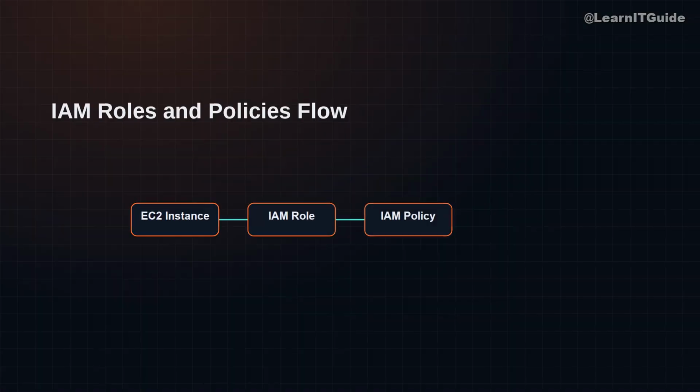Here is how this works internally. The EC2 instance requests a temporary credential from the IAM role. The role is attached to an IAM policy. That policy explicitly allows access to the S3 bucket. Because the EC2 instance uses the role, it never needs a static password. It is a secure, temporary chain of trust.